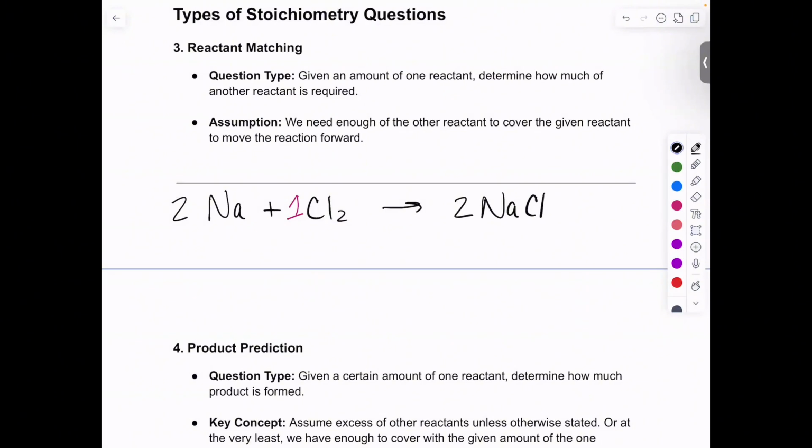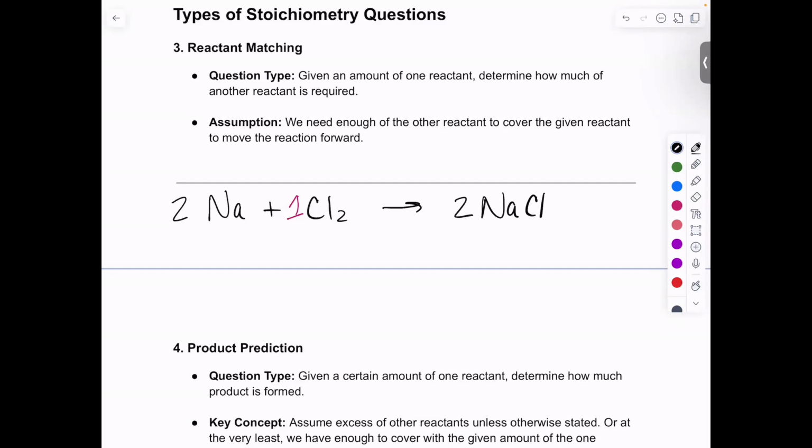We can also look at that from a macroscopic level. The first example I gave you is just microscopic because we're dealing with atoms and molecules and things like that. But remember, we can scale things up and say we have 2 moles worth of sodium, 1 mole worth of chlorine gas, chlorine molecules, and as a result, we'll have 2 moles worth of sodium chloride.